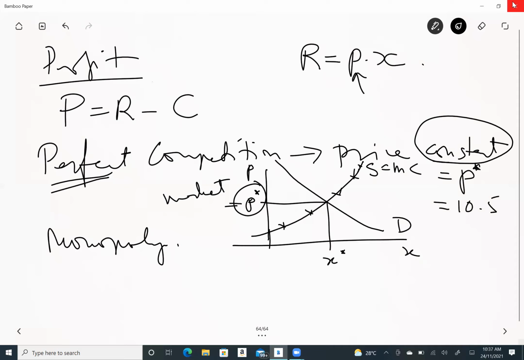So the price is a constant. The revenue for perfect competition is R equal to PX, and since the price is a constant, we can call it P star X, example 10.5X. So that's revenue, which is different from the demand function. When the revenue is 10.5X, what kind of function is this?